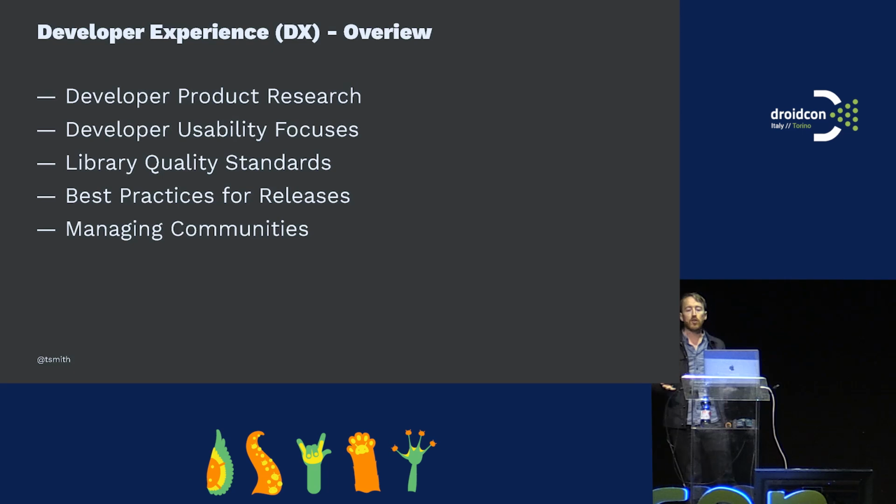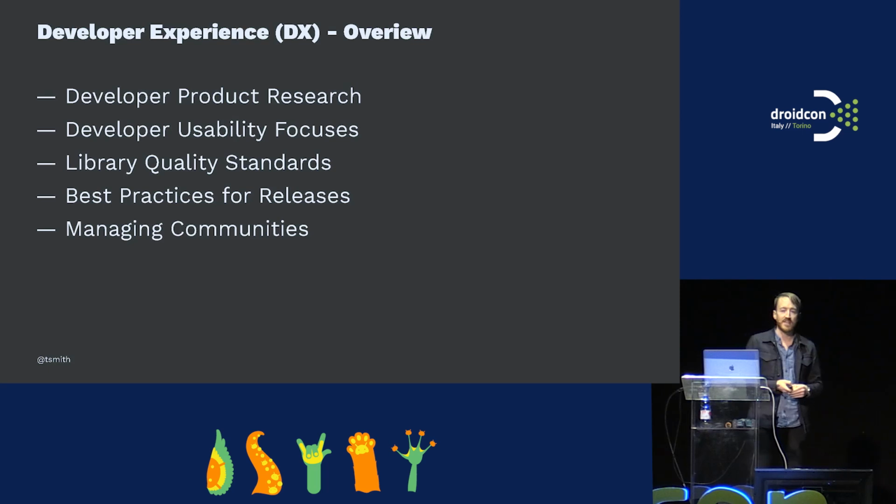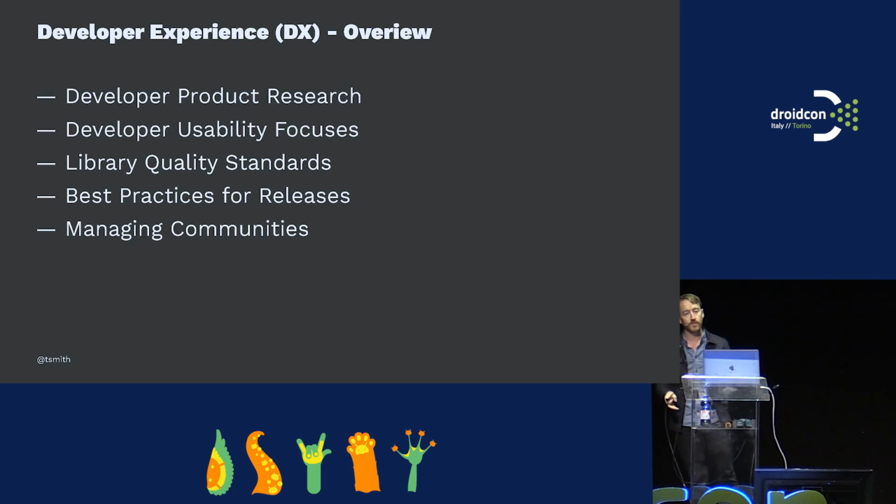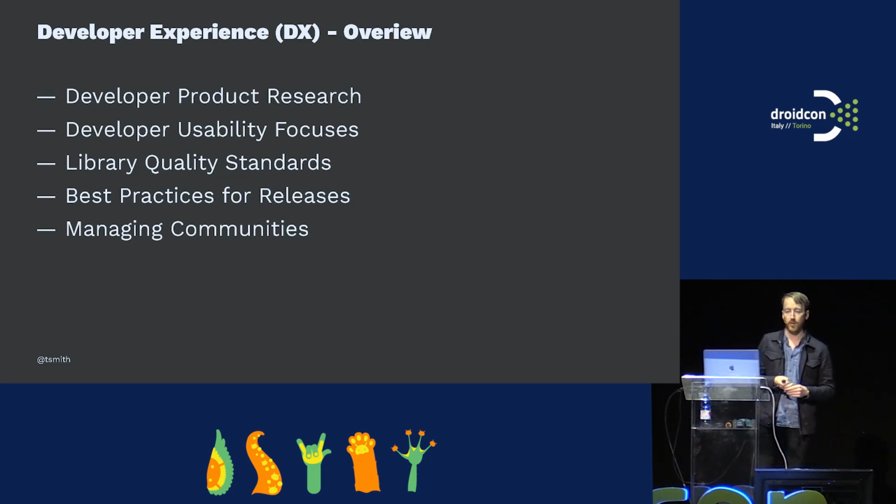I'll be covering a few large categories that should give you some insight into how to think about building a great developer experience. First, we'll discuss how to think about the product concerns for developers. Then we'll talk about what usability means within libraries, SDKs, and other tools. We'll move on to more important quality standards that will impact your customers' customers. We'll cover some tips for guiding you through the release process. And then finally, I'll give you some ways to think about engaging with and supporting your developer communities.